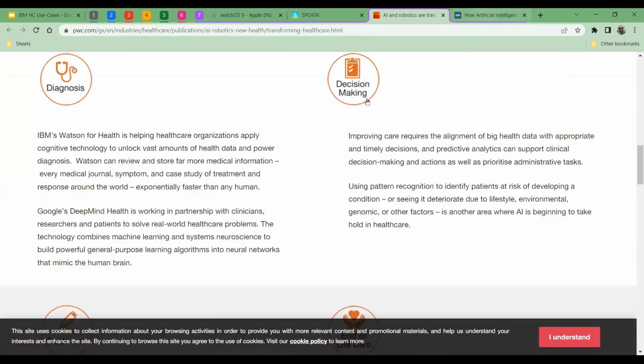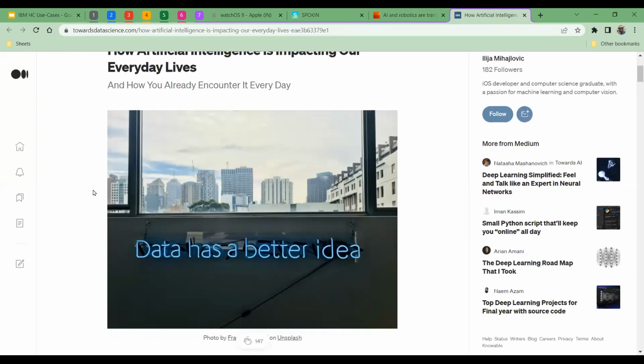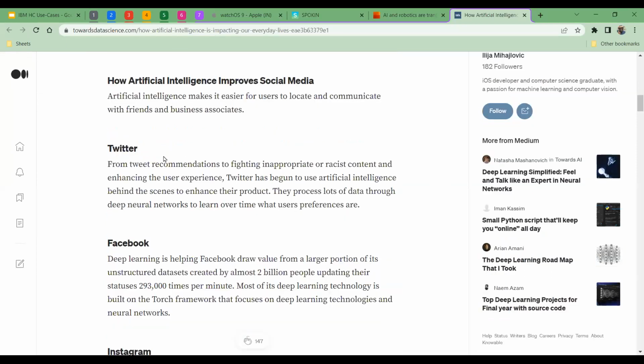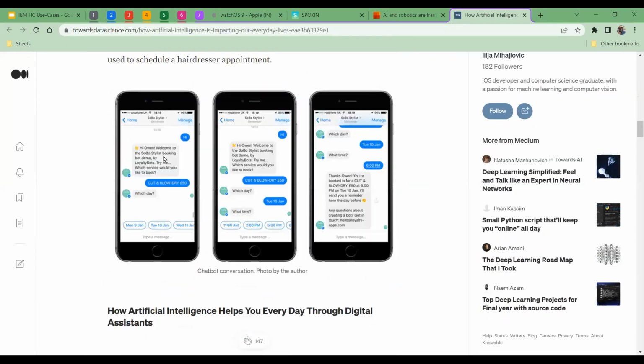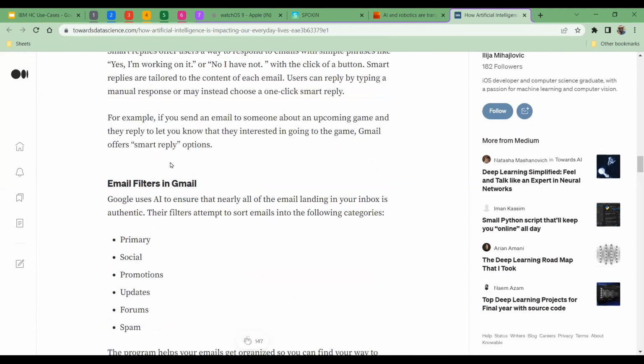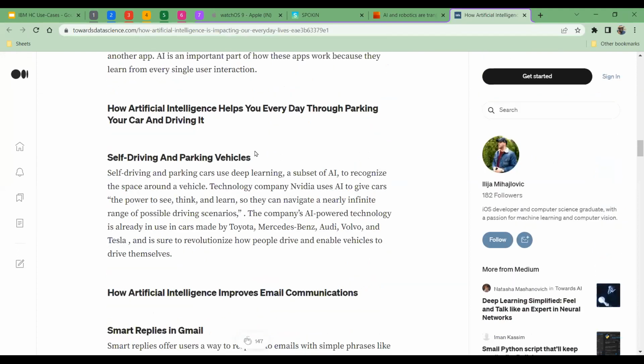And the second one we have is a blog. Here you can see not only in the healthcare sector, but the different ways artificial intelligence is coming into everyday life, and making lifestyle healthier, so as to handle stress or a lot of other things. Stress can be caused by, see, self-driving and parking vehicles.